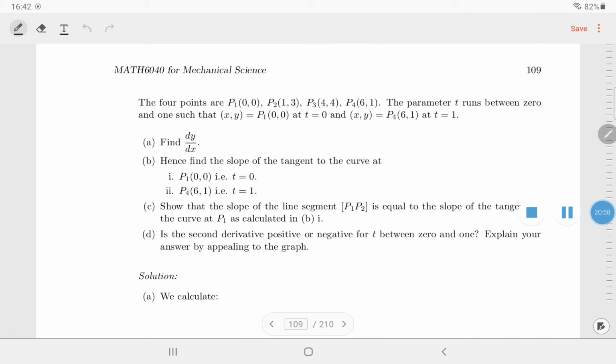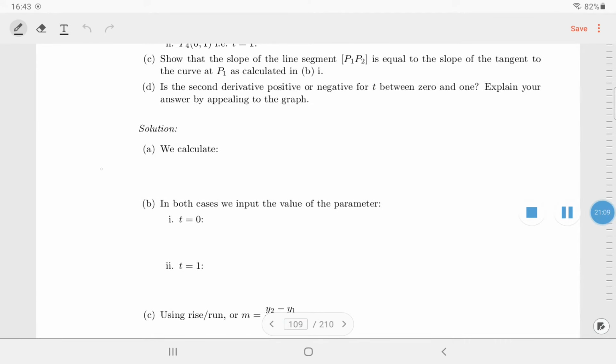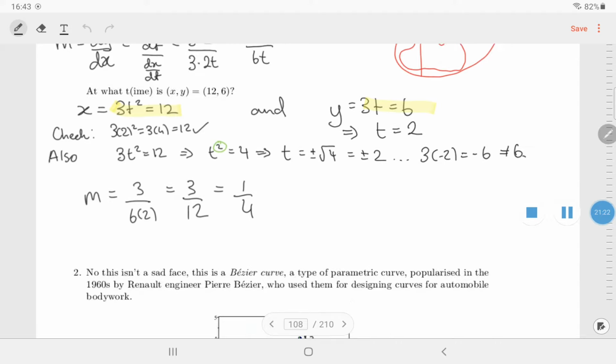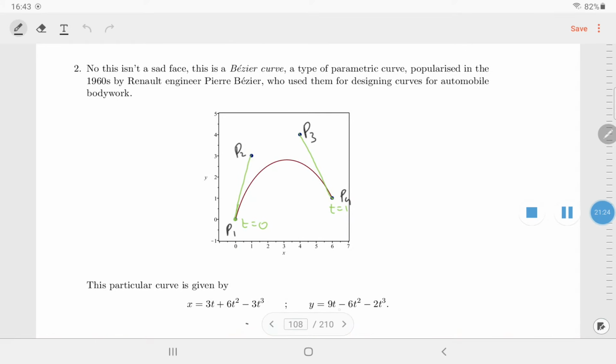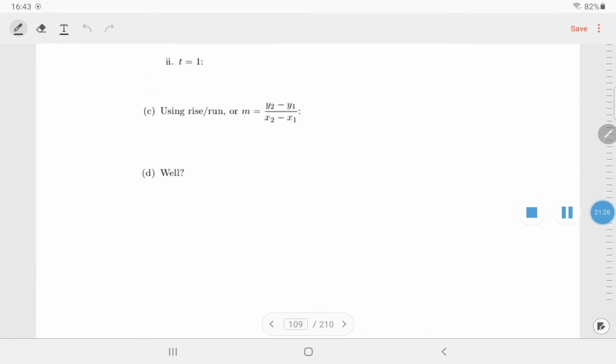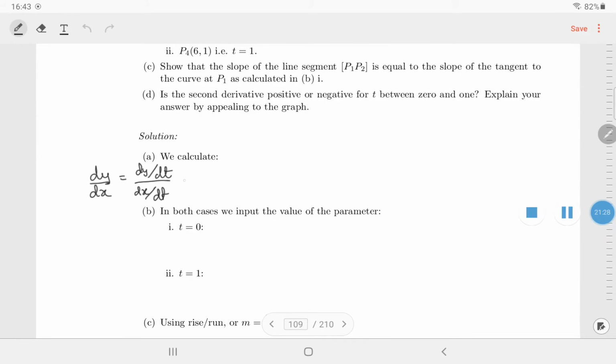Okay, the parameter t. So at t equals 0, it's at P1, we've seen that, and at t equals 1, it's at the other point. Find dy/dx. So that's the first thing. That's just going to be dy/dt divided by dx/dt. I've just written down these formulas for myself, but I'm just doing the derivative of y with respect to t divided by the derivative of x with respect to t.